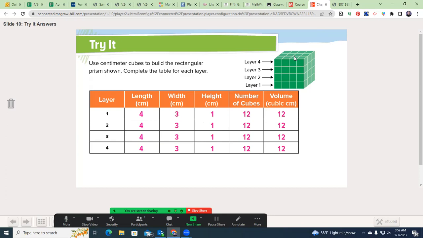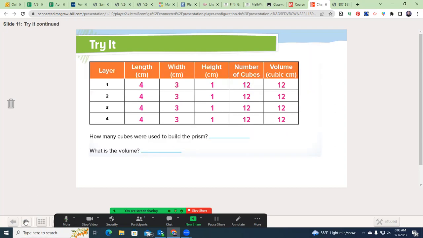If I cut off just this top layer here, that volume is 12. But once I put it all together, we'll pause there. If you need another second to write this in, pause the video and then unpause it when you're ready. Welcome back. How many cubes were used? We can add these all up. 12, 24, 36, 48. And then the volume is 48 cubic centimeters, which I would write as 48 cm3, as they did right here. Go ahead and fill that in.